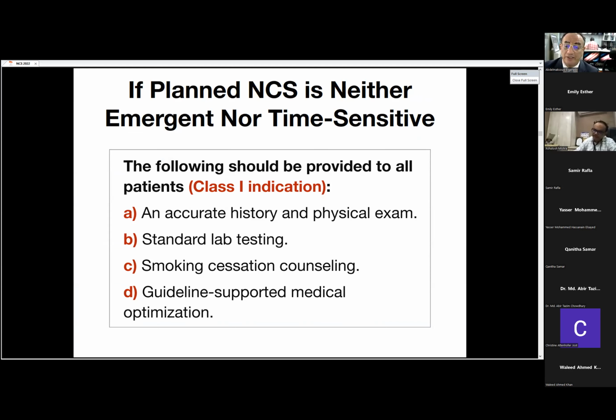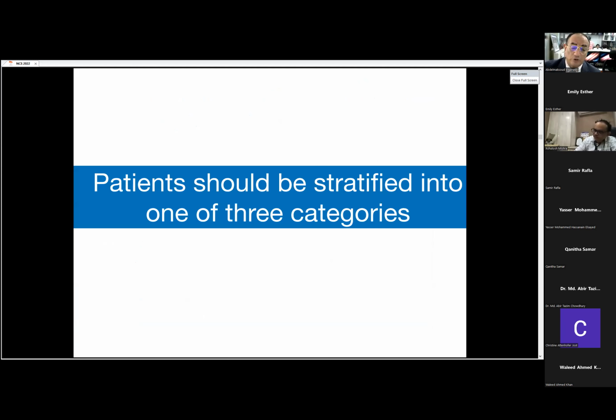If planned non-cardiac surgery is neither emergency nor time-sensitive, then this is an elective procedure. We have time to do accurate history-taking, physical examination, and standard lab testing, smoking cessation, and guideline-supported medical optimization for all risk factors, including diabetes, hypertension, dyslipidemia, to stabilize heart failure patients or coronary artery disease patients or any kind of arrhythmias.